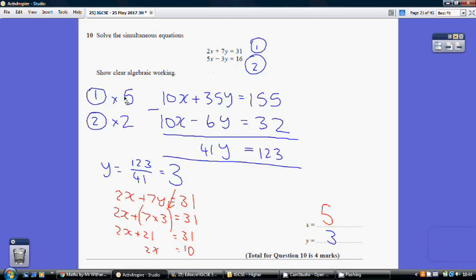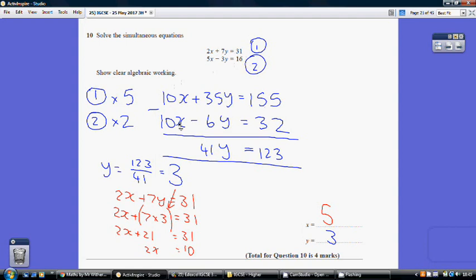So here we go. I'm taking the first equation, I'm multiplying everything by 5. I'm multiplying the 2x by 5 to get 10x, the 7y by 5 to get 35y, and the 31 by 5 to get 155. I'm then moving on to the second equation and doubling each of the terms, so 10x minus 6y and 32.